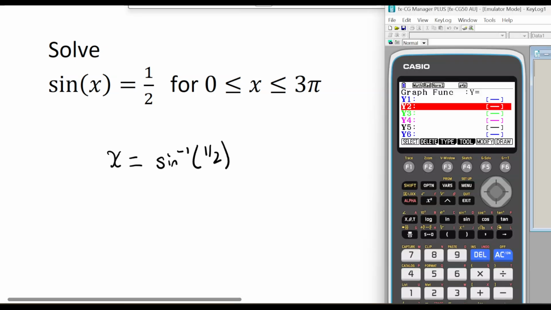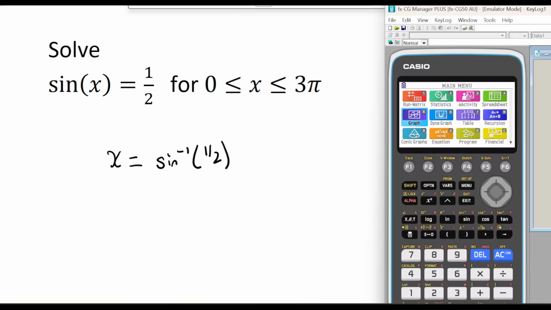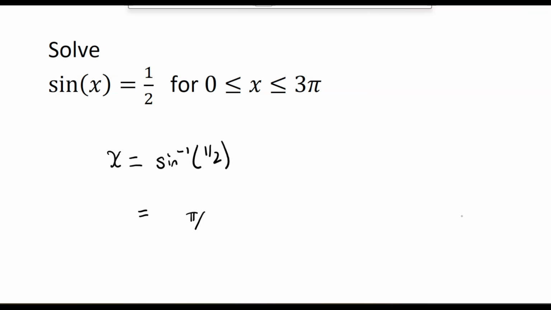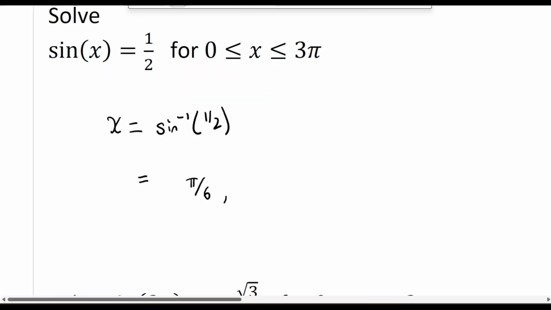And you could absolutely work it out. Go onto your calculator, make sure you're in radians, because we're measuring in radians here. We can literally just go inverse sine of a half, and it'll either tell you directly that it's pi over 6, or if it gives you a decimal approximation, you can just confirm that that's pi over 6. And that's one answer. But we want all the possible answers.